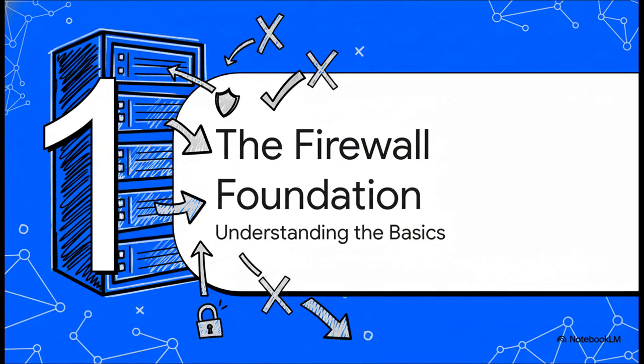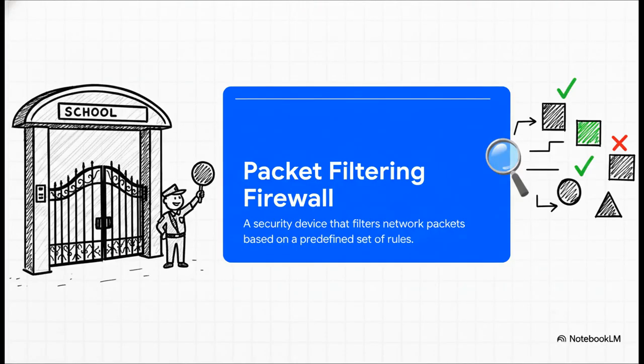All right, let's kick things off by looking at the absolute bedrock of perimeter security, the packet filtering firewall. At its heart, a packet filter is basically the gatekeeper for your entire network. You can imagine it like a security guard, standing at the front gate, checking the ID of every single car that tries to come through. It's got a list, a set of rules, and it makes a really simple decision for every piece of data. Yes, you can come in, or no, you're not on the list.